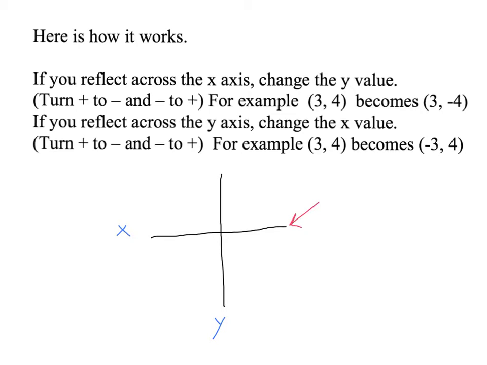On the other side, if you reflect across the y-axis, which is right there, you change the x value. Turn positive to negative and negative to positive. For example, if we're reflecting the point 3, 4 across the y-axis, it becomes negative 3, 4. If you flip across the x, change the y. If you flip across the y, change the x.